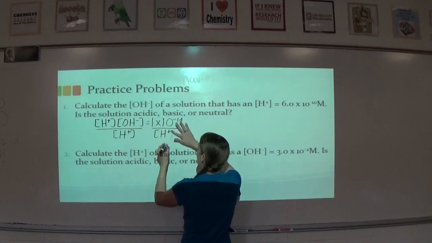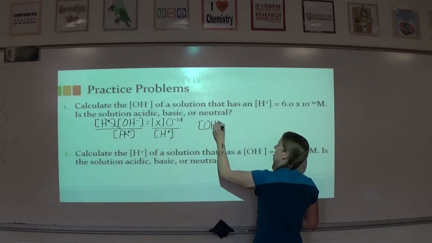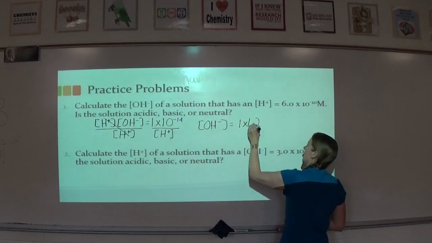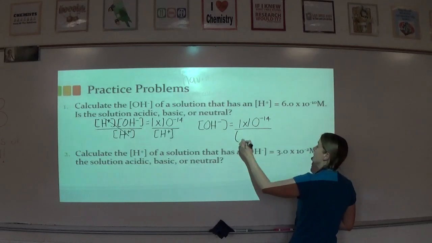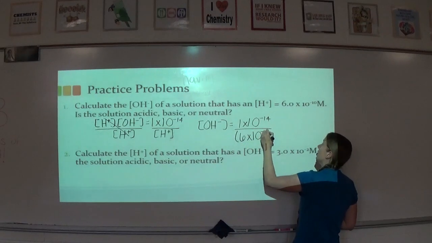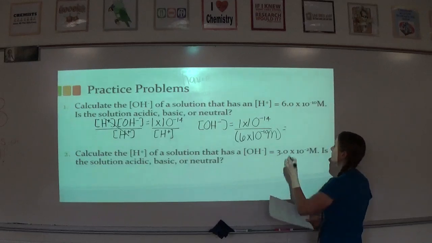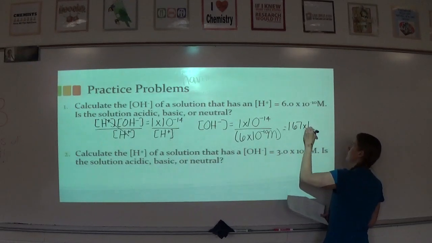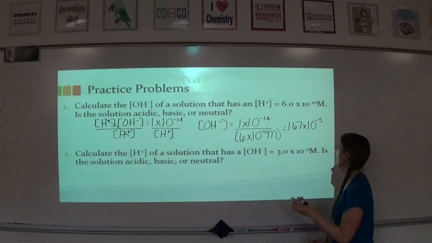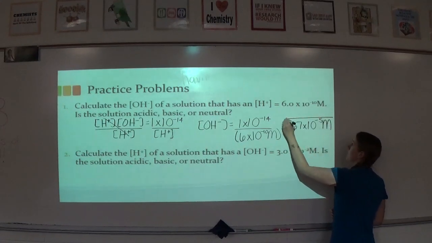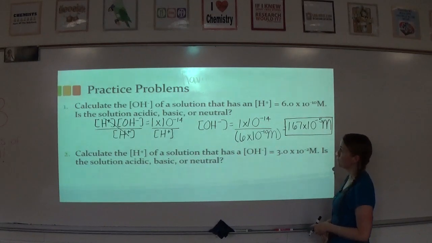Whoops, sorry, my brackets kind of get crazy after a while. So then I just plug in. My OH minus is 1 times 10 to the negative 14 divided by my H plus, which I'm going to put in parentheses. So it's 6 times 10 to the negative 10 molar. Once I plug that in, I got 1.67 times 10 to the negative 5. And then of course my unit for concentration is molarity. So there's my answer, but of course I need to say, is it acidic, basic, or neutral?